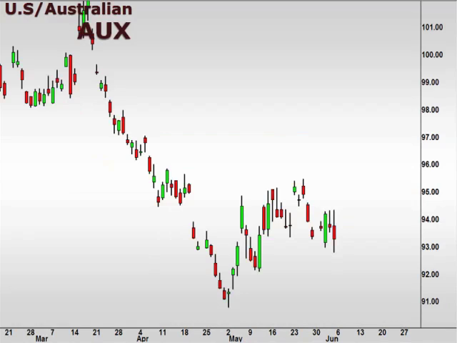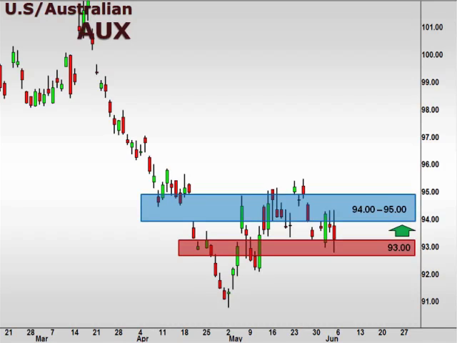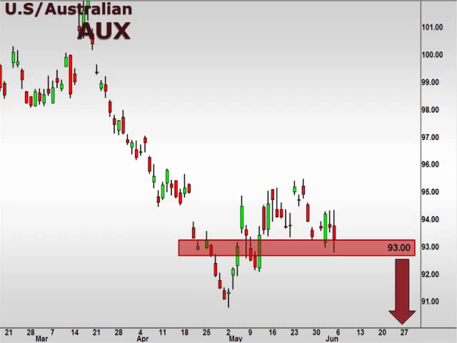Let's take a look at the US dollar versus the Australian dollar as seen here in the AUX. Well, the AUX found support at 93, but must overcome significant resistance at this 94-95 focal zone to lend credibility to a bigger picture continuation to the upside. A break below 93 opens the window for continued weakness for the AUX.